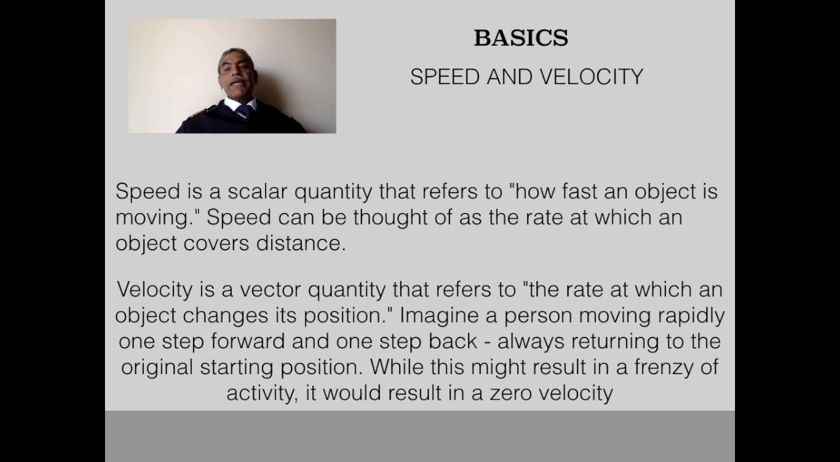Whereas velocity is the vector quantity that refers to the rate at which an object changes its position. That's more important. Imagine a person moving rapidly, one step forward and one step backwards, and always returning to the original starting point. This may result in frenzied activity, but his velocity, if you were to describe it, is not moving at all. His velocity is zero. That's the difference between speed and velocity.